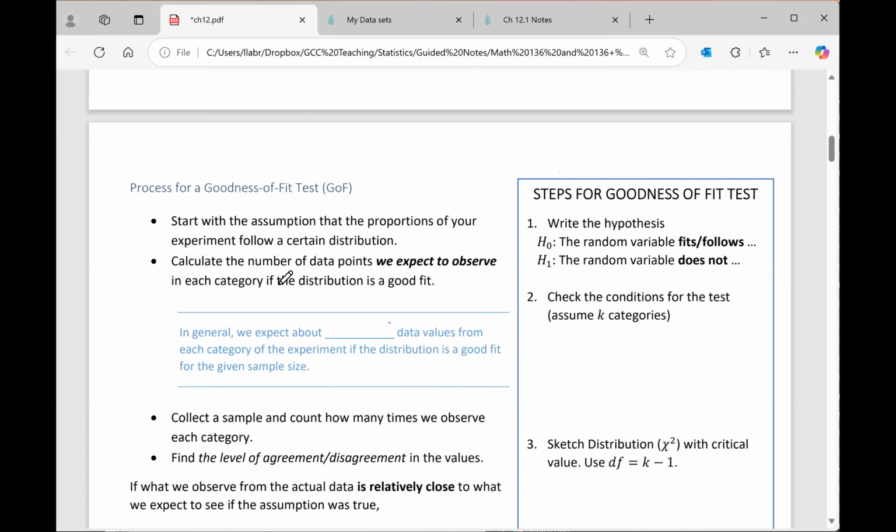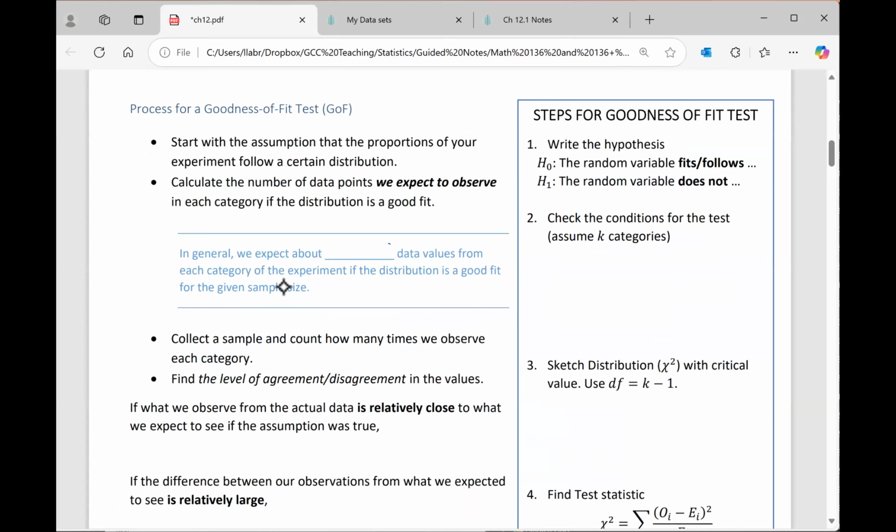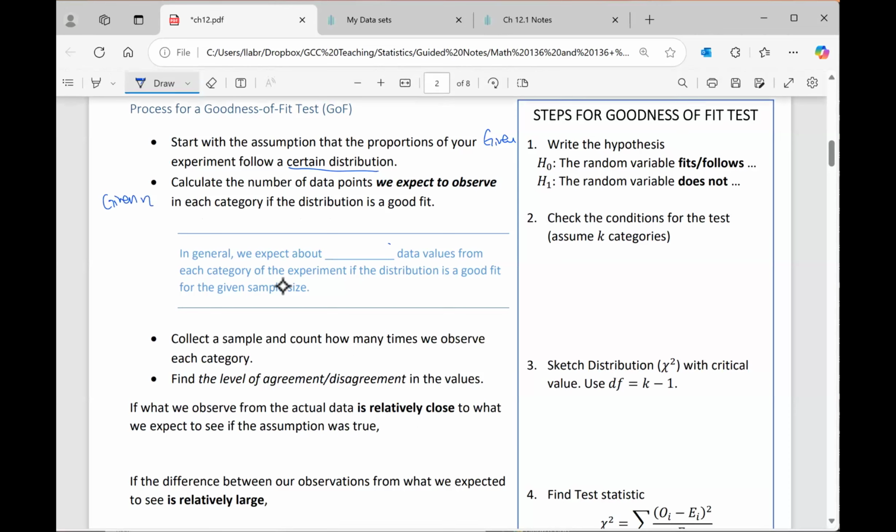So again, just to recap, we're going to start with the assumption that the proportion of distribution in our experiment is given or follows something that is known. Then we're going to take a sample, and then compute the number of data points that I expect to observe for that sample size.